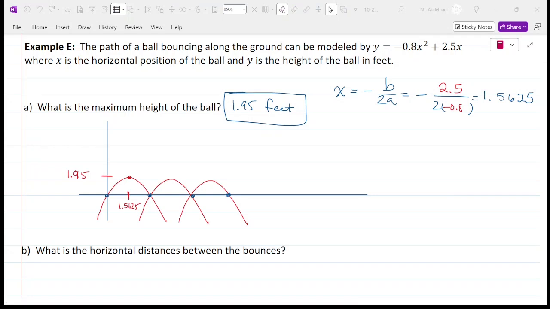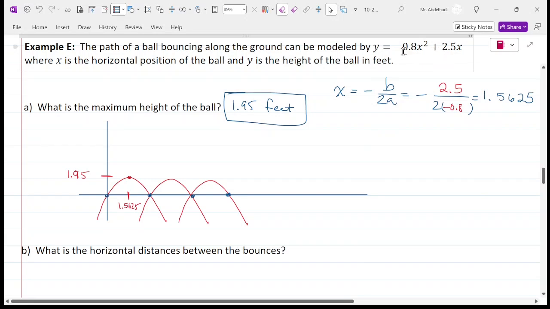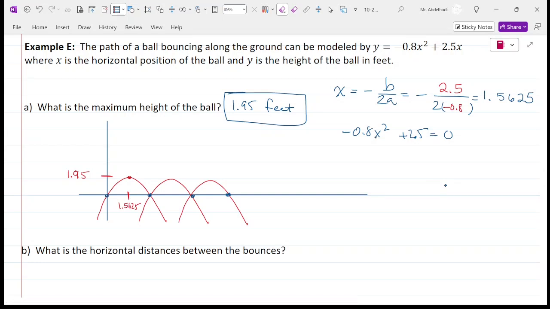Okay, so let's find the x-intercepts now. How do you find the x-intercepts of any parabola? You make y zero here, right? So what we want is negative 0.8x squared plus 2.5x equals 0. Now we want to put this in standard form because if you want to factor something, you want to put it in standard form. So I want to get rid of the decimals. What can I do to get rid of the decimals? Multiply everything by 10, right? Actually I'm going to multiply by negative 10 so I can have a positive first term. That'll make this 8x squared minus 25 equals 0.